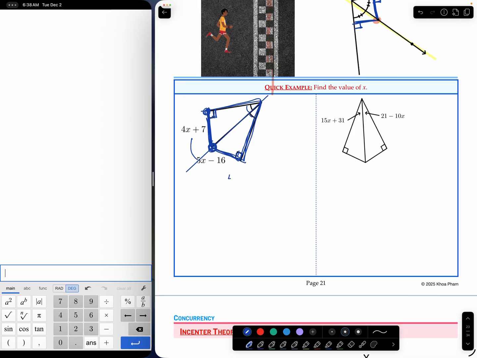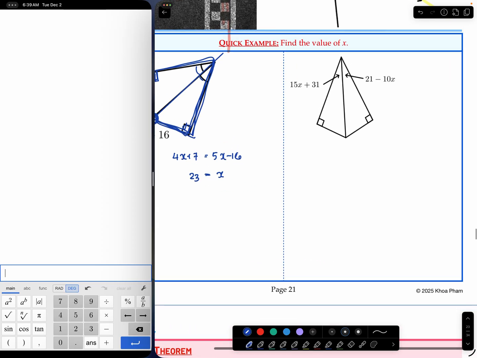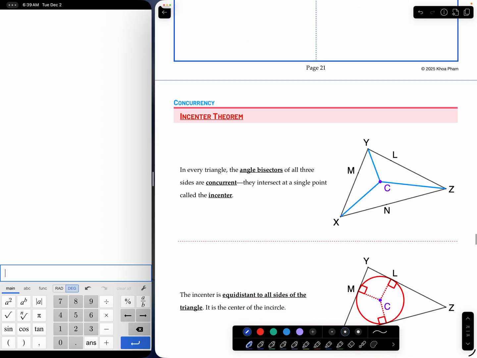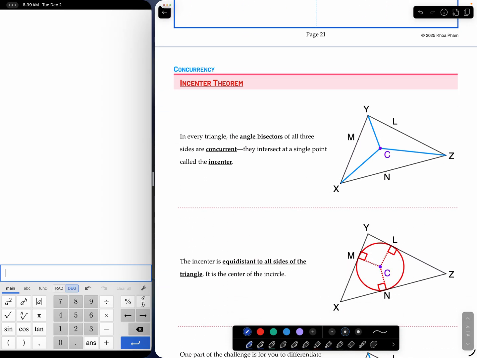So 4x plus 7 equals 5x minus 16. So x equals 23. In this situation, we have 15x plus 31 equals 21 minus 10x. And so 10 equals 25x. So x equals 2 over 5. Pretty easy. What that again leads to is the incenter.